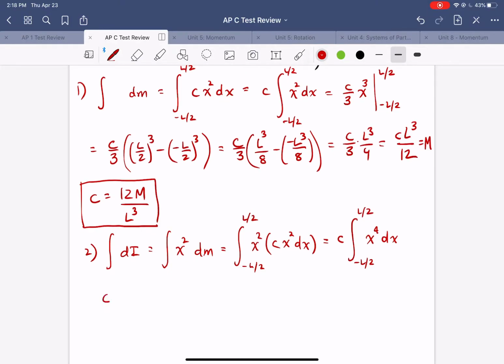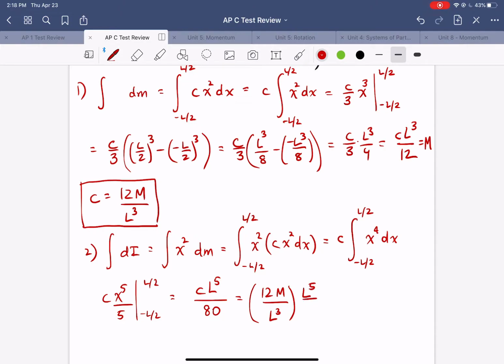All right, so the integral of x to the 4th is x to the 5th over 5. And if we plug all of this in, we should get c times L to the 5th divided by 80. Okay, so that is our moment of inertia. Now we would like this to be in terms of the mass and the length rather than c and the length, so we're going to substitute in our previous result for c.